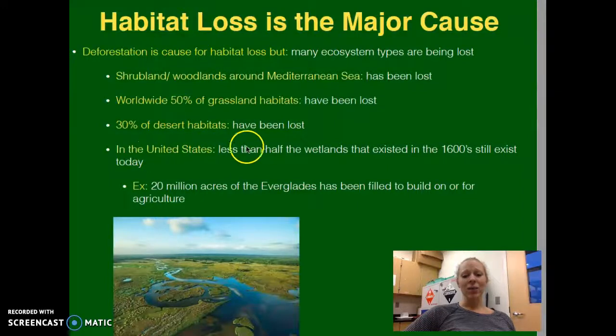And in the United States, we have less than half the wetlands that existed in the 1600s. In fact, for years in the 60s, we thought it was a great idea to fill in wetlands so that we could build bridges to get rid of mosquitoes, just fill in the wetlands. And so now we have not quite as much as we did back then. And so 20 million acres of the Everglades has been filled just for agriculture. So that is a movement that is no longer in existence because wetlands are very biodiverse and very essential.